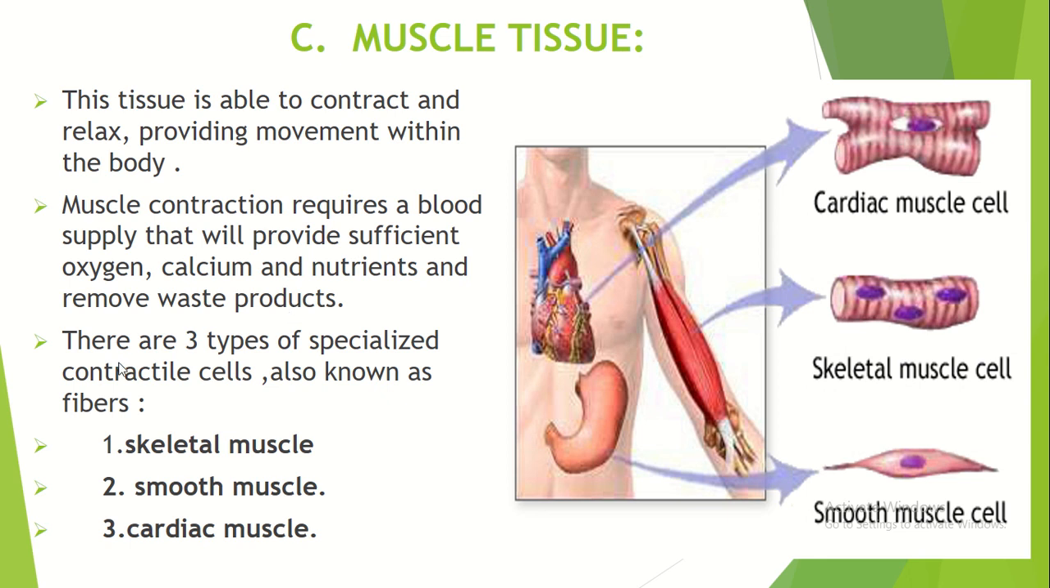So there are three types of specialized contractive cells that are known as fibers. They are the skeletal muscle, smooth muscle and the cardiac muscle. These are the specialized contractive cells present in muscle tissue. The muscle of the heart is known as the cardiac muscle. The muscle responsible for movement is known as skeletal muscle, and the muscle inside the body, in the visceral organs, is called the smooth muscle.